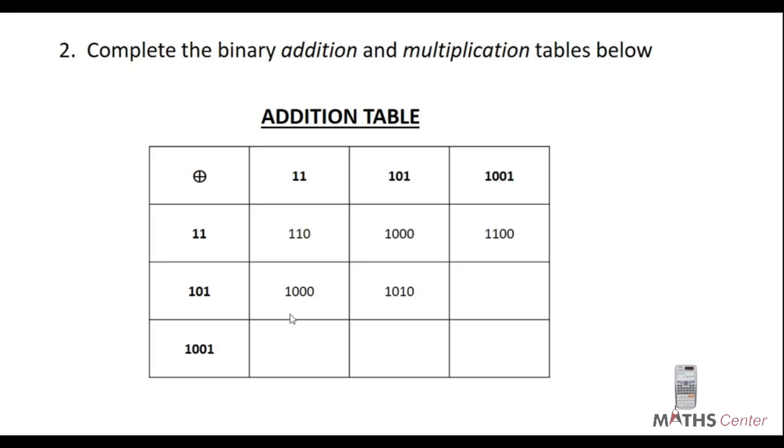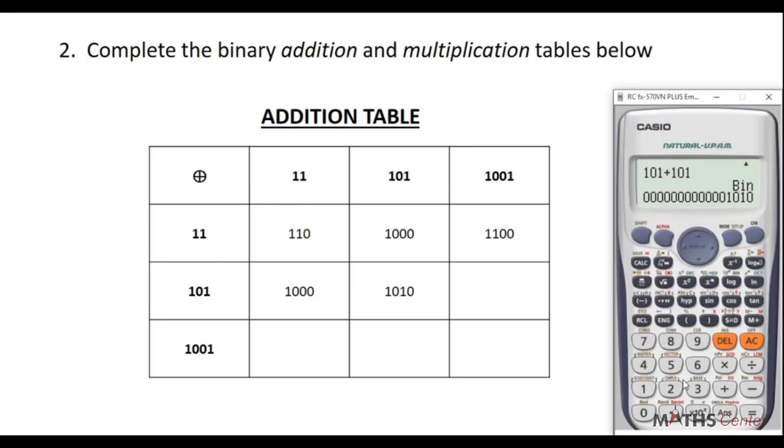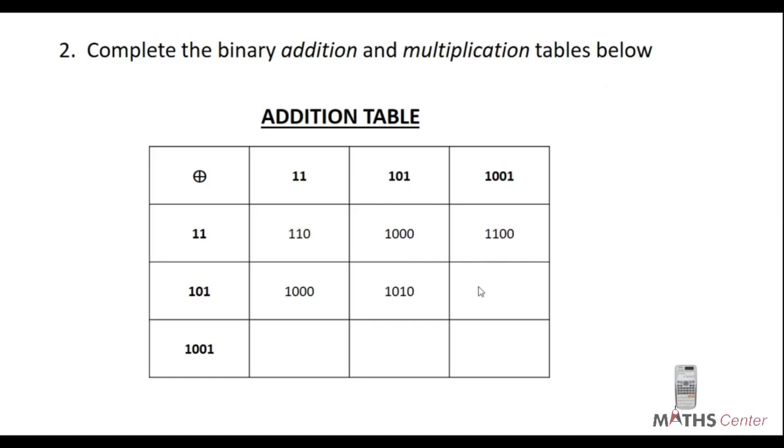Now in this box we are going to have 1 0 1 plus 1 0 0 1. So we have 1 1 1 0. So 1 1 1 0. Then we come here, it's going to give us 1 0 1 plus 1 1. If you try that on your calculator, you are going to have 1 1 0 0. Then 1 0 0 1 plus 1 0 1. You try that, you're going to have 1 1 1 0.